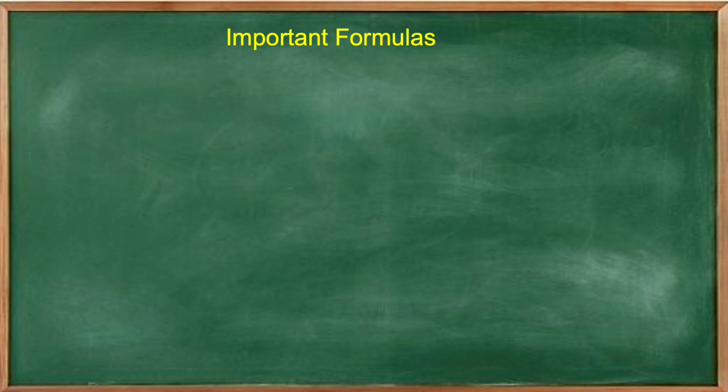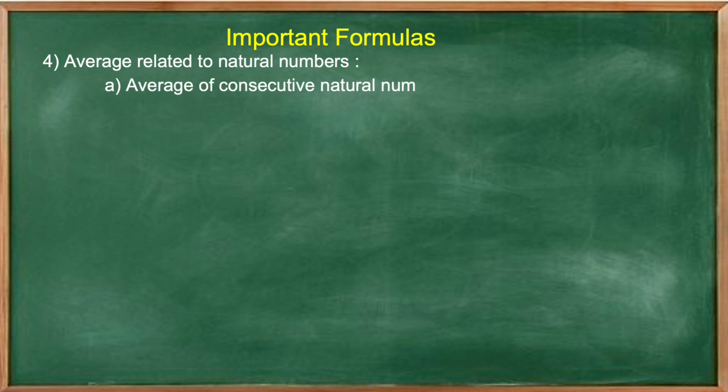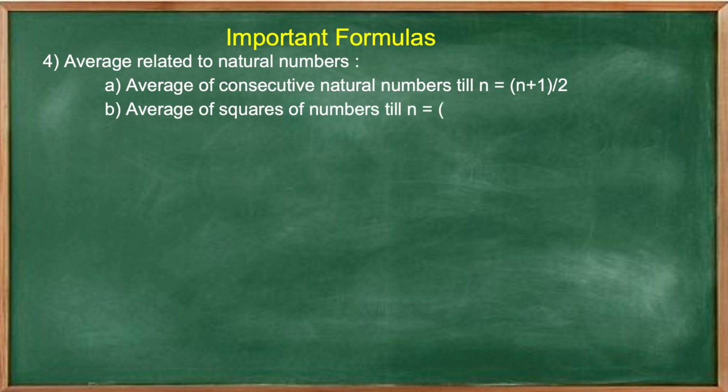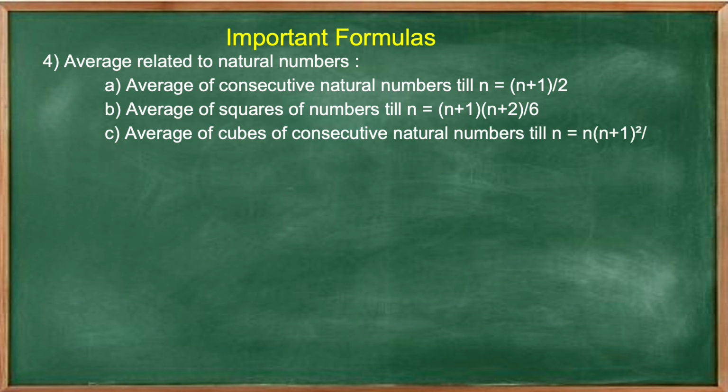We have some formulas for natural numbers, even numbers and odd numbers. Let's have a look at these specific formulas. Formula number 4. Average related to natural numbers. A. Average of consecutive natural numbers till n is equal to (n plus 1) divided by 2. B. Average of squares of numbers till n is equal to (n plus 1) into (2n plus 1) divided by 6. C. Average of cubes of consecutive natural numbers till n is equal to n into (n plus 1) square divided by 4.